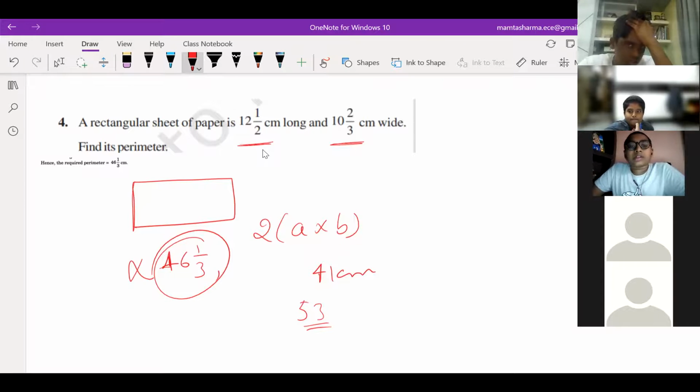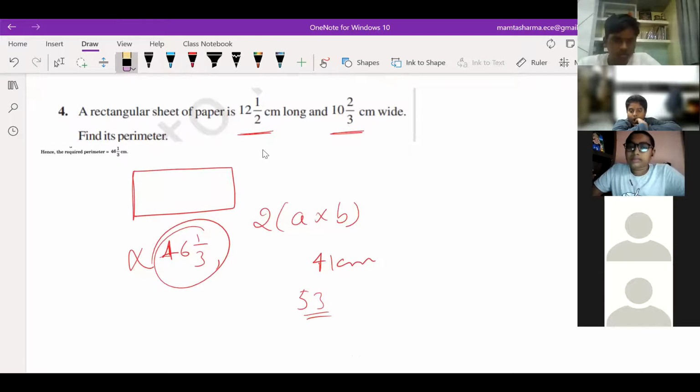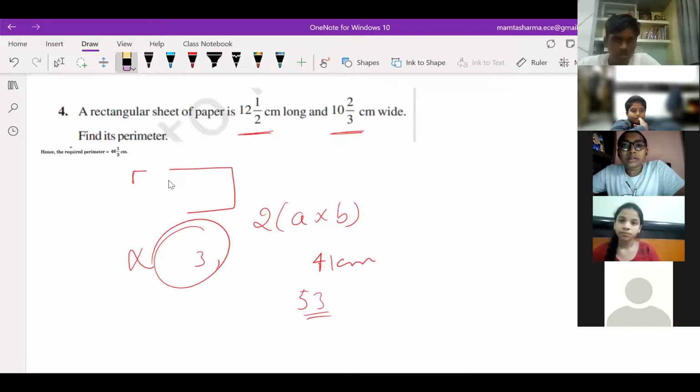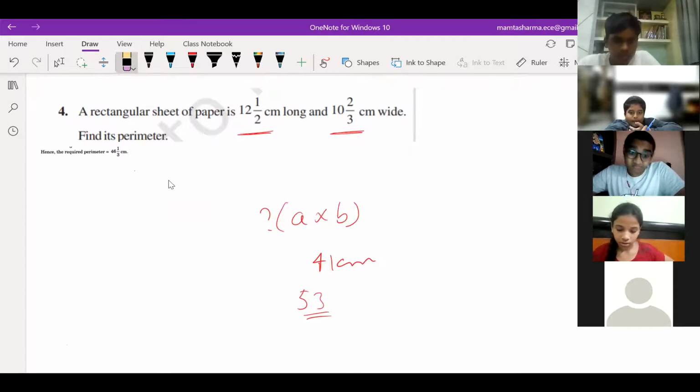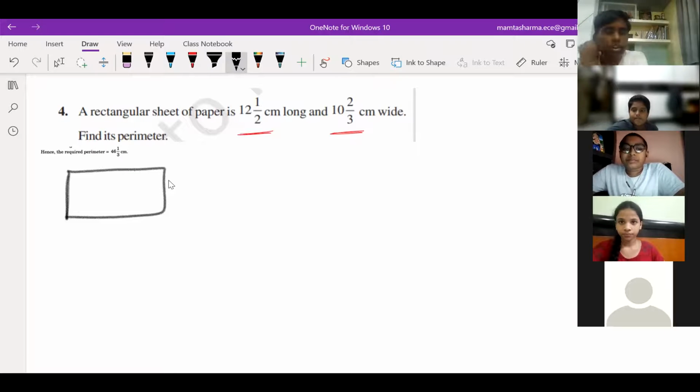Okay, actually 12 1 by 2 is 25 by 2. Okay, let's solve it. Yes, ma'am. See, wait, I'm rubbing this portion. I'm starting from the beginning. See, this is a rectangle. Ma'am, I actually got 45 by 2. Okay, everyone is getting a different answer, so let me solve it.